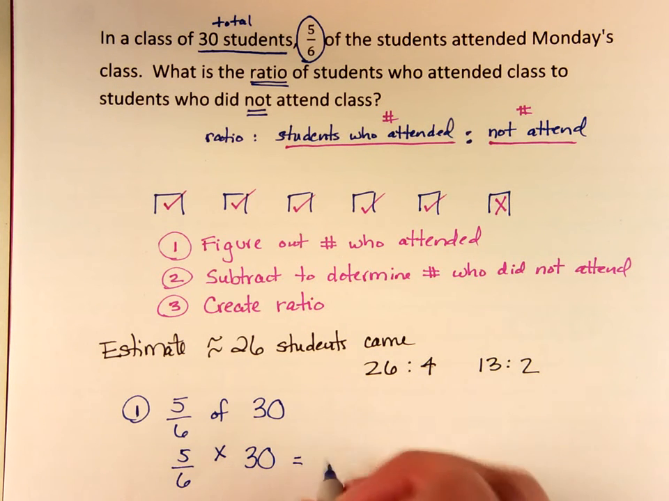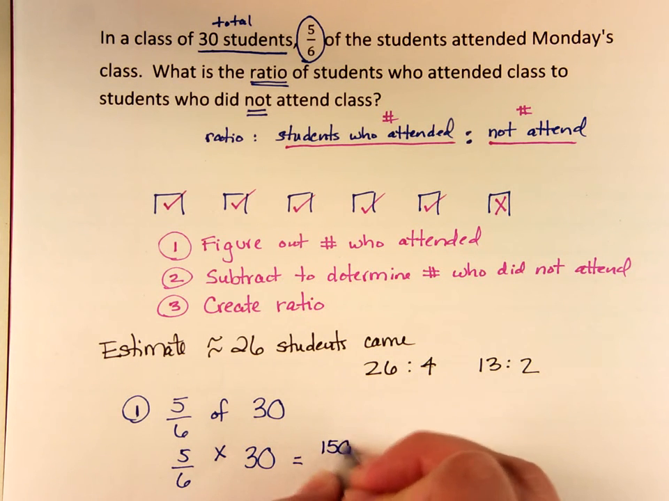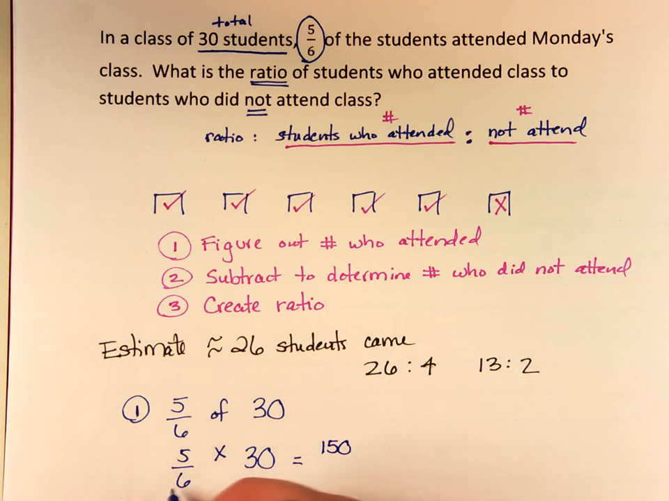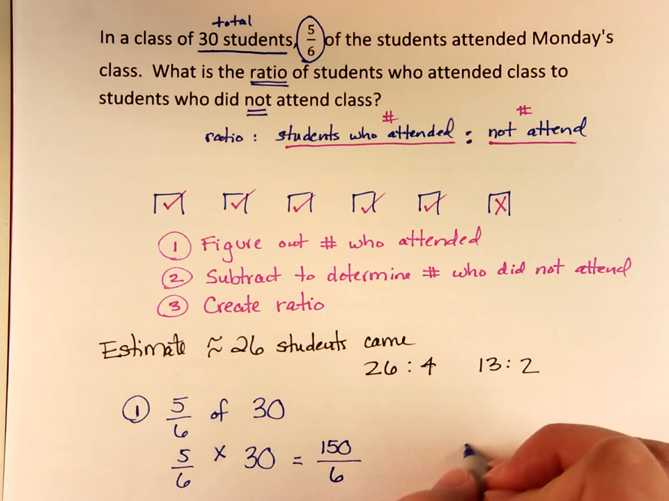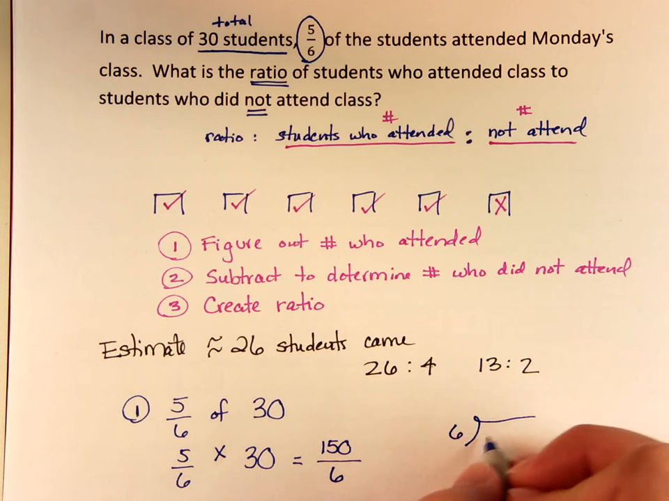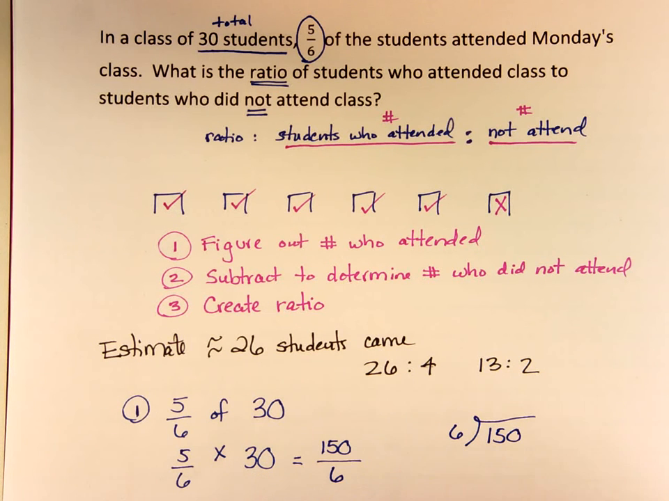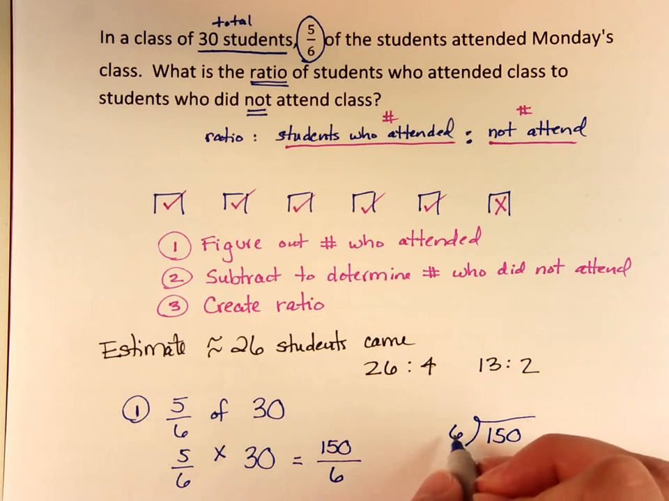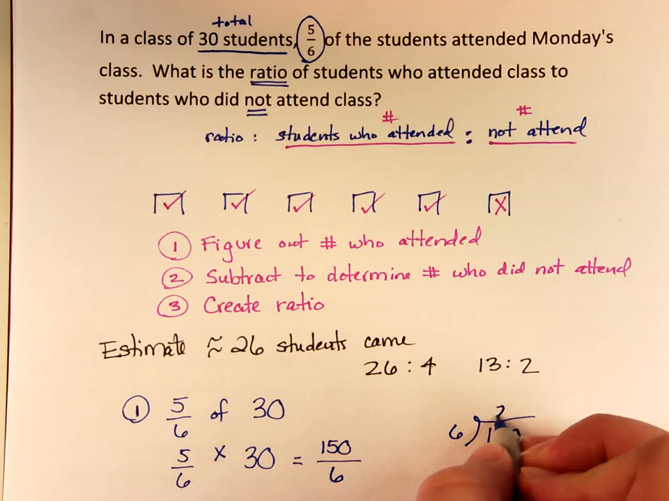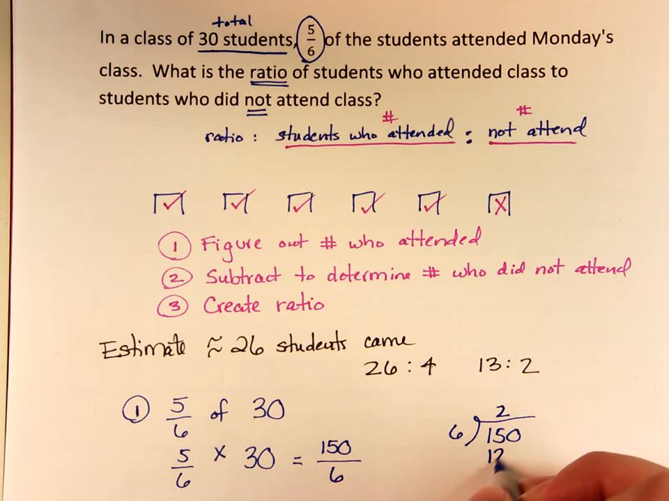5 times 30 is 150. 6 times an assumed 1 is still 6. So, how many times does 6 go into 150? 6 goes into 15 2 times. 2 times 6 is 12. Now you subtract 15 minus 12. 5 minus 2 is 3. 1 minus 1 is 0.